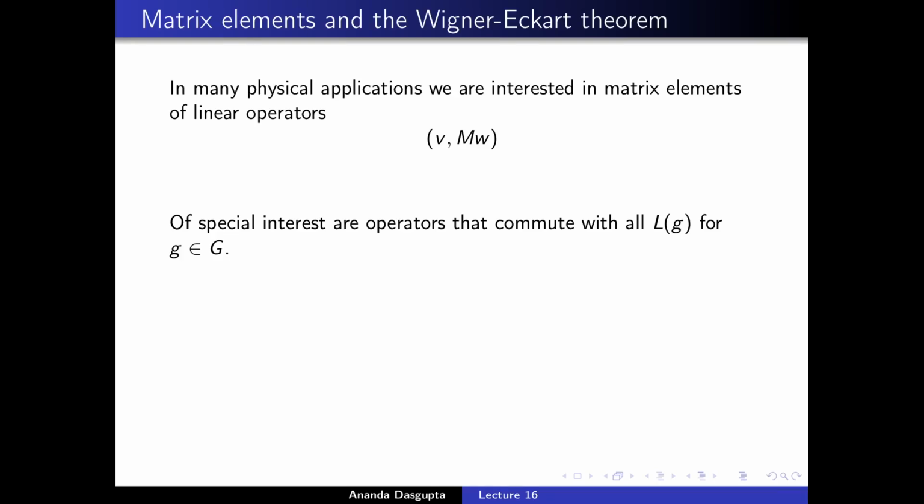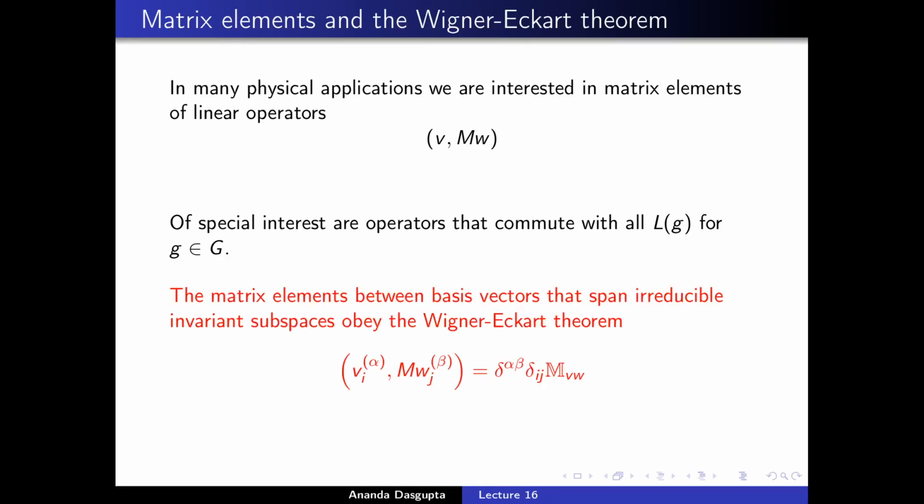This result takes a particularly simple form when the vectors V and W which go in the definition of this matrix element happen to be parts of the basis of invariant subspaces which are irreducible under the action of the group elements. If we form the matrix element of an operator M which commutes with all of the L_G for every G, between vectors V alpha i and W beta j, then what we get is the following.